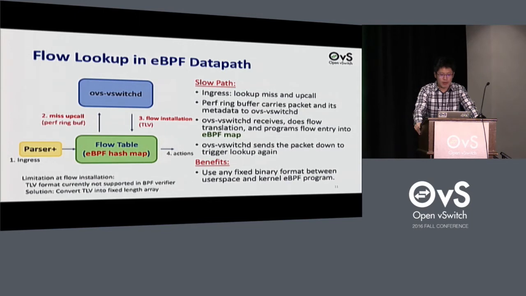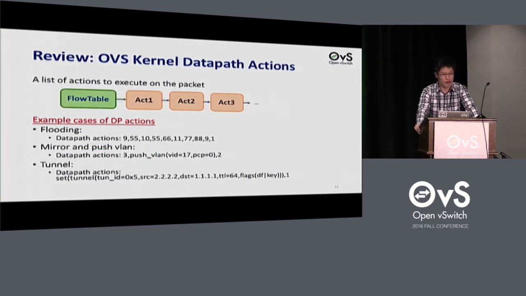Basically, it's an array. There's an extra benefit here, because right now we control our OVS user space code, and we control both the eBPF program we are going to load into the kernel and the user program itself. So basically, we can use any fixed binary format between the user space and kernel eBPF program. We don't need to consider different kernel data paths, whether they're compatible with our user space code or not. So after the lookup, we have a list of actions to execute.